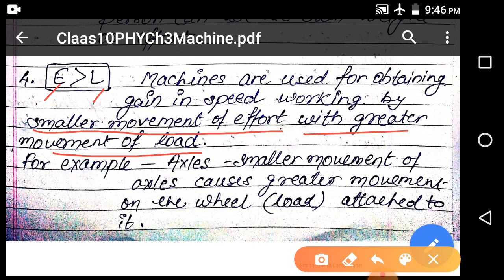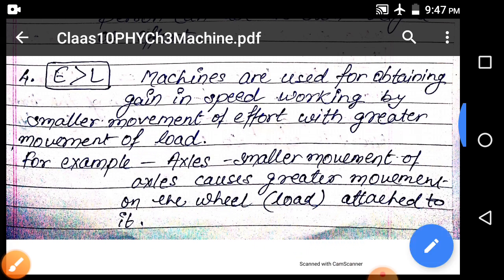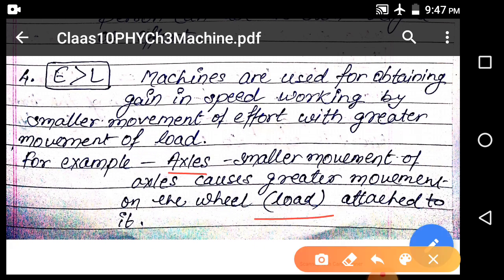Suppose we consider a machine that is an axle. A smaller movement of the axle causes a greater movement of the wheel attached to it. Here the wheel is the load. So whenever we give our effort to rotate the axle, greater effort should be given, whereas the axle is attached to a wheel, and this wheel is the load, and the force exerted by the wheel will be greater as compared to the force exerted on the axle.